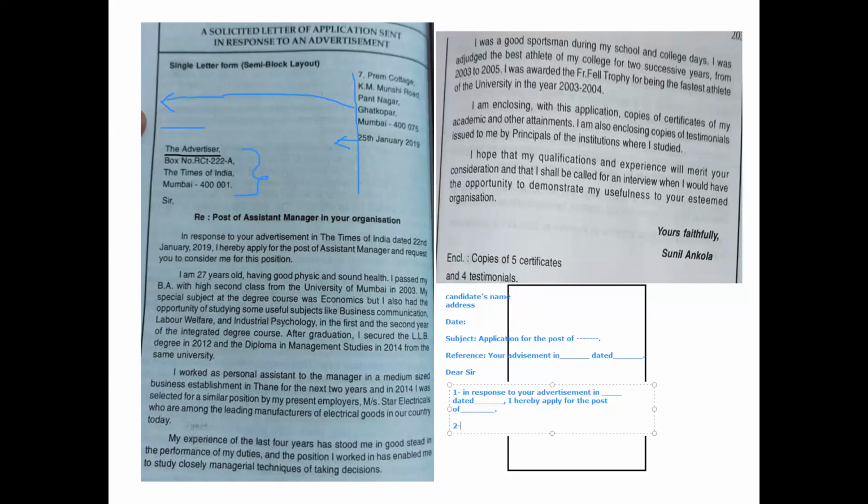Now in the second paragraph you can see the person has given the details of his education. Okay, so what will you be writing in the second paragraph? Educational details or qualification.